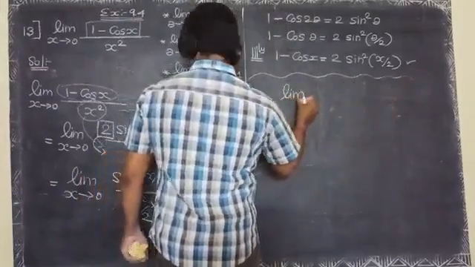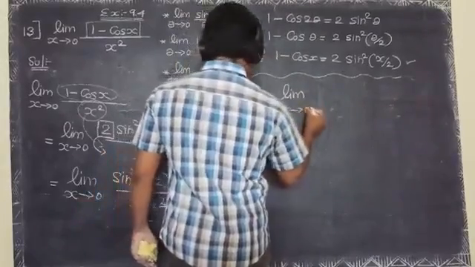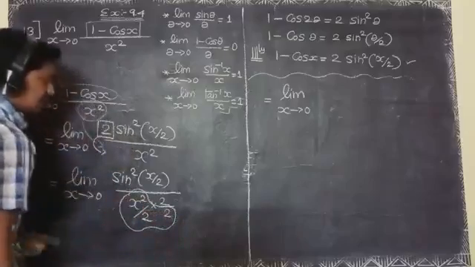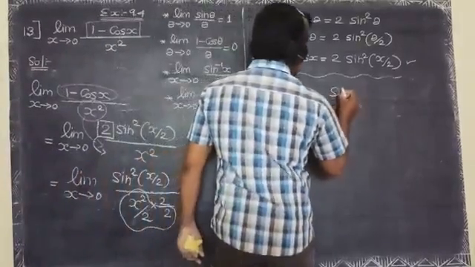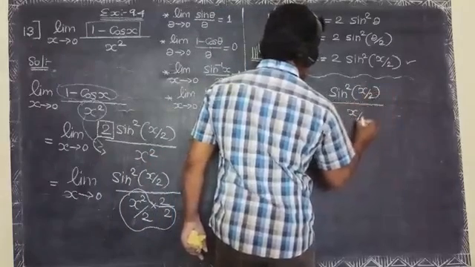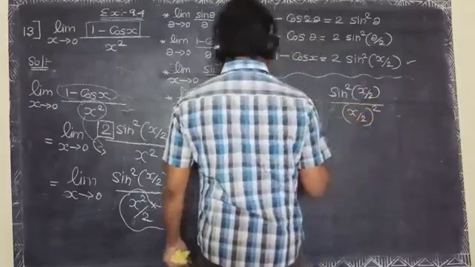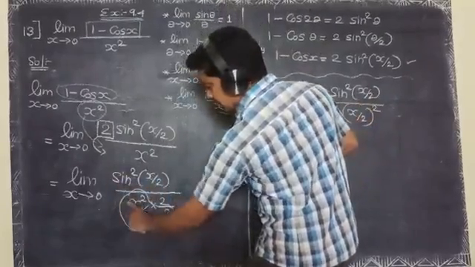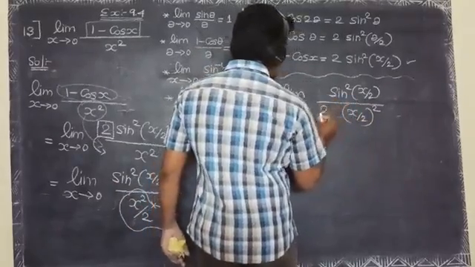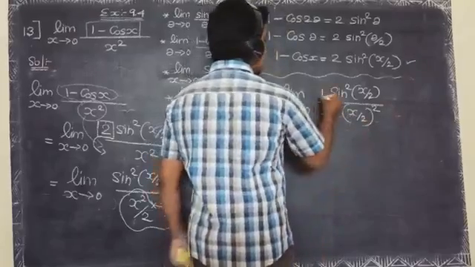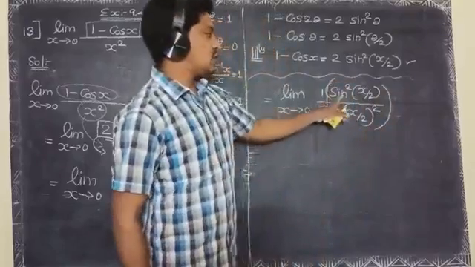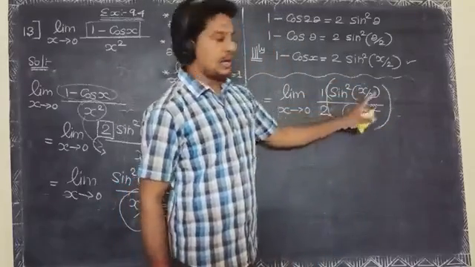limit x approaches 0. Here, grouping the function of the denominator, that is sin square x divided by 2, divided by x divided by 2 whole square. Then the remaining constant is 2. That is 2 times 1 divided by 2, into sin square of x by 2 divided by x by 2 the whole square.